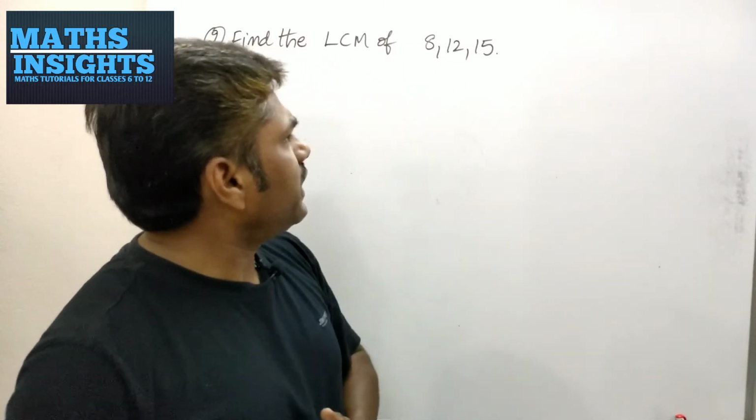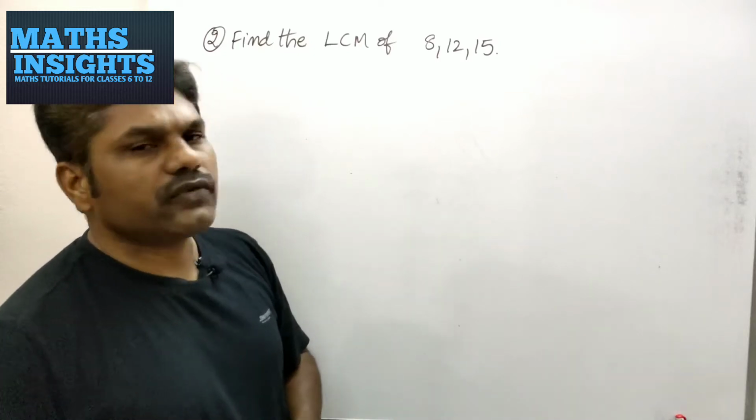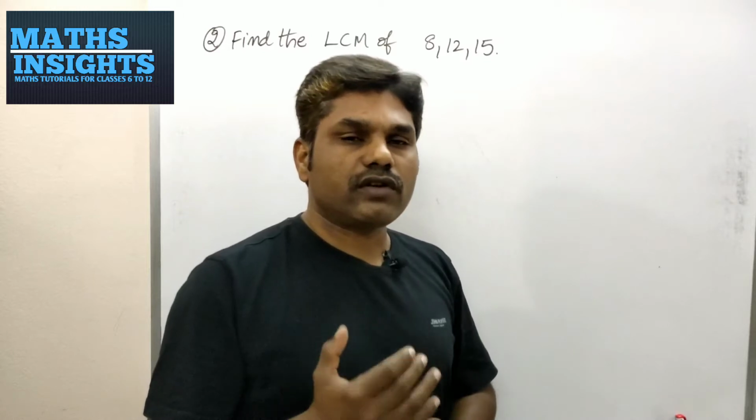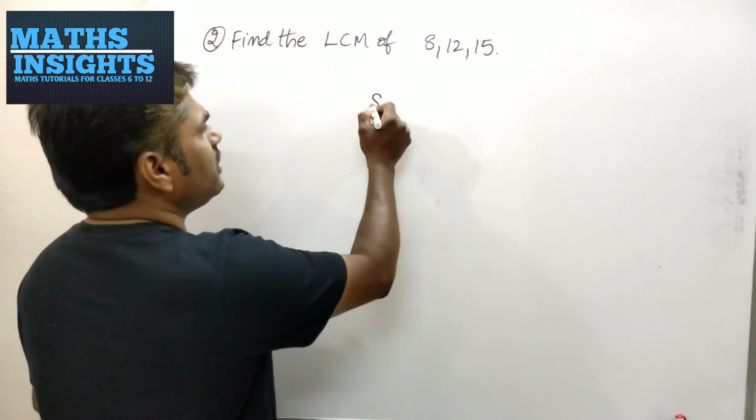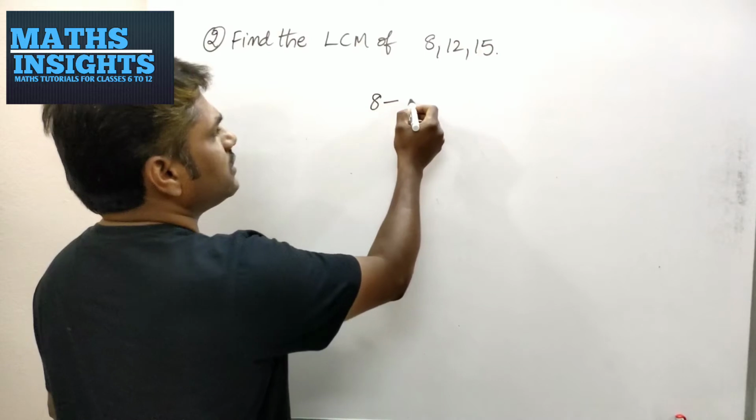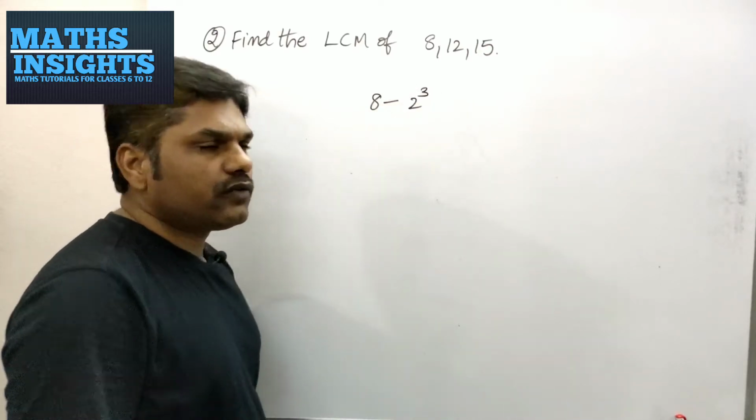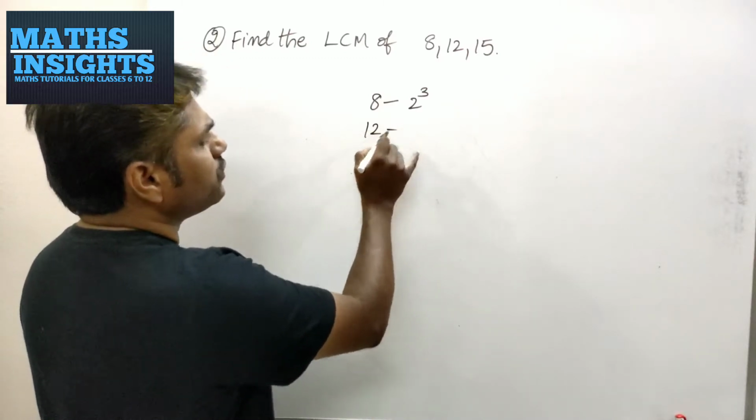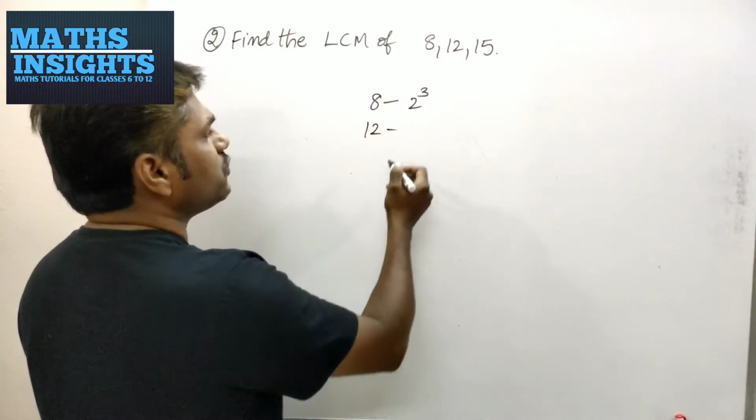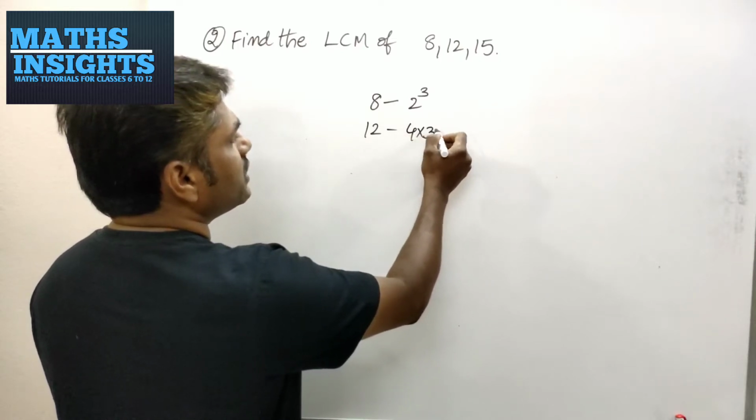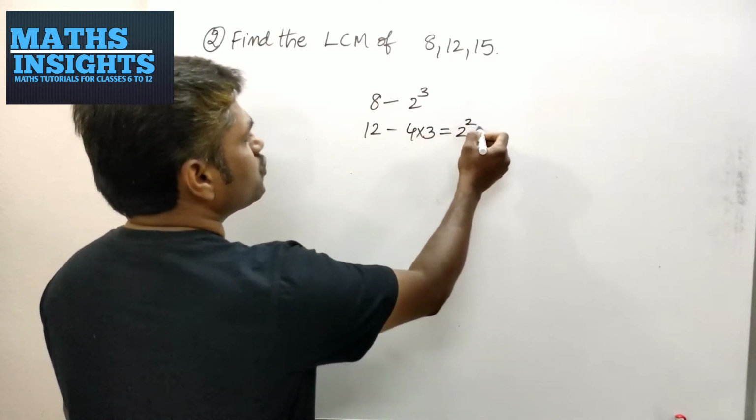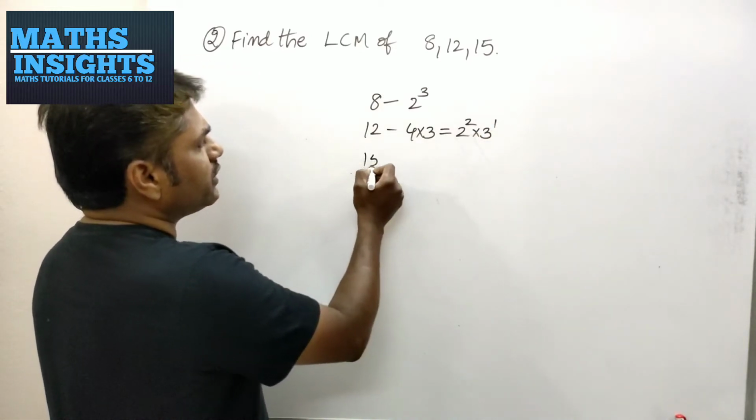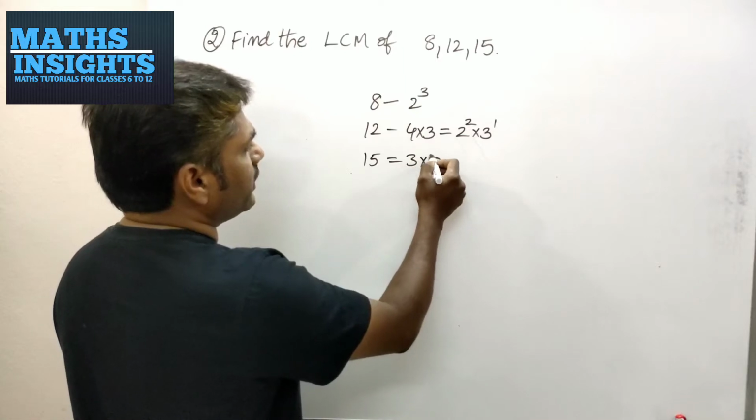They are asking the LCM of 8, 12, 15. You may do this by using prime factorization also. See, I will write 8 as 2 cube. That means if you multiply 2 three times, you will get 8. And if you prime factorize 12, 4 threes are 12, and 4 can be written as 2 square, so 2 square into 3 power 1. And 15 is 3 fives.